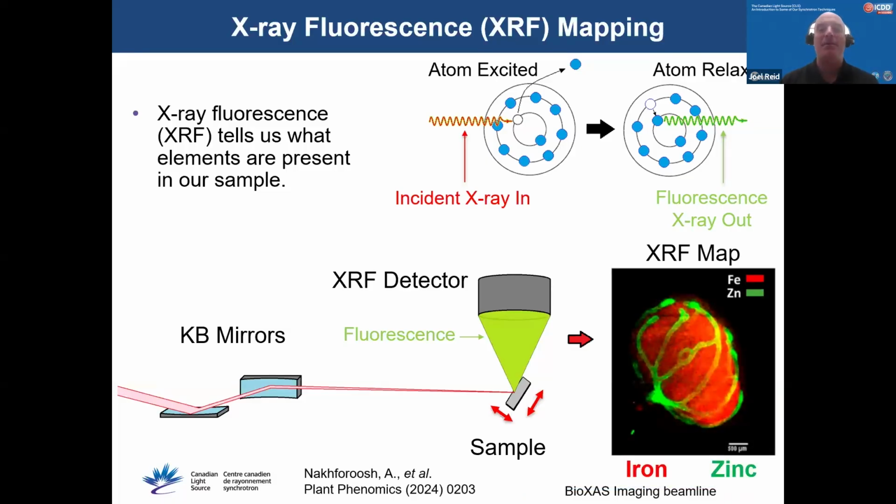This is a 2D map of the iron and zinc contents in the root nodules of a soybean plant. These nodules have vasculature on the outside, almost like veins. So you can see the iron in red is pretty evenly distributed throughout the nodule, but the zinc in green is mainly in the vasculature system.